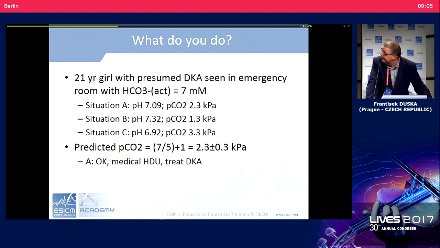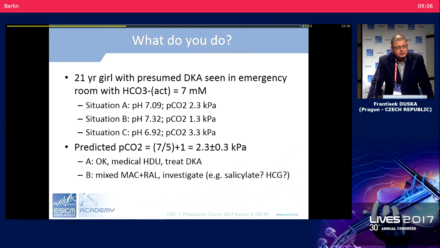That's fine. Situation B, however, without knowing the Boston rule, could be easily overlooked. This means that this lady has a combined disorder, because PCO2 is too low for the condition, which means that there is a component of respiratory alkalosis on top of this metabolic acidosis. And it needs some attention. You have to think about it. She may just be anxious and hyperventilating.